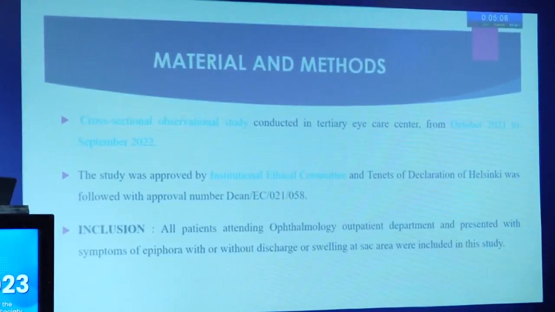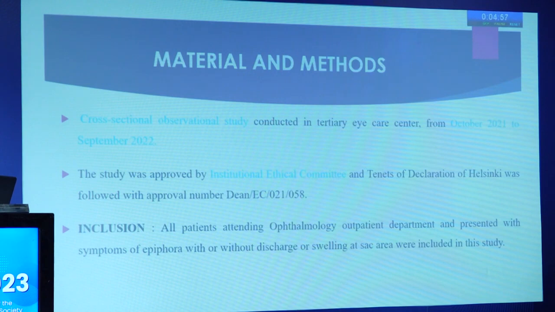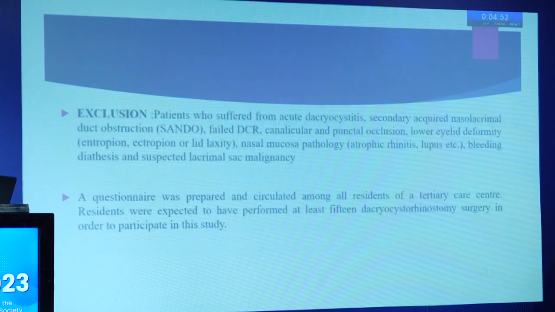It is a cross-sectional observational study done after taking ethical clearance between October 21 and September 22. Inclusion criteria were all normal cases of NLD obstruction. For exclusion criteria, the difficult cases for doing DCR were excluded; all are standard proforma. After that we created a questionnaire, and based on that we found out in which common steps they are facing problems.